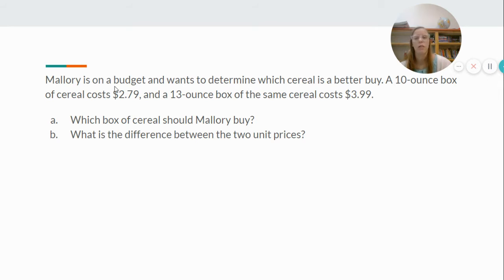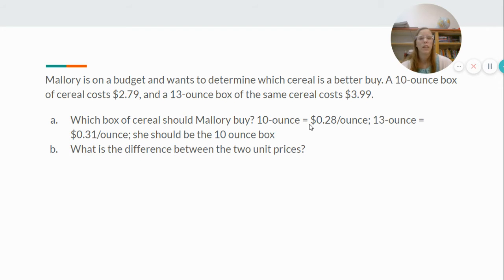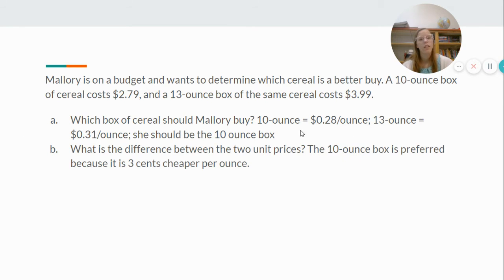So we have Mallory. She's on a budget, and she wants to determine which cereal is a better buy. A 10-ounce box of cereal costs $2.79, and a 13-ounce box of the same cereal costs $3.99. First, which box should she buy, and then what is the difference between the two unit prices? To find the unit price, we need to know how much this cereal costs per ounce and how much this cereal costs per ounce. So the 10-ounce box is 28 cents an ounce, and the 13-ounce box is 31 cents an ounce. So the 10-ounce box is going to be the better buy. So what's the difference? There's a difference of 3 cents per ounce.